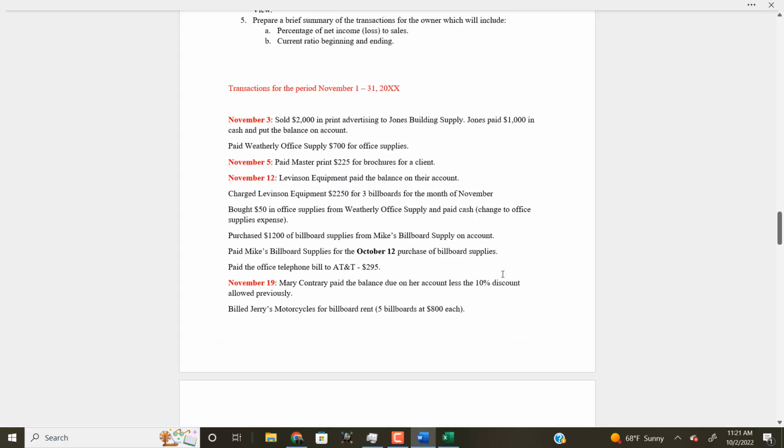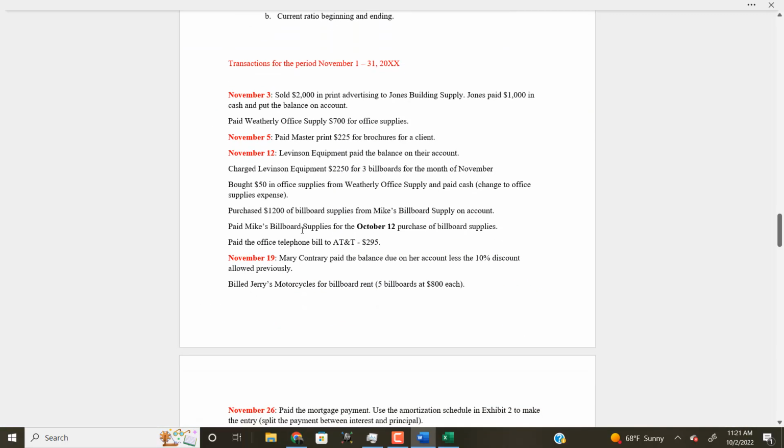Back over to Exhibit 1. Bought $50 in office supplies from Weatherly Office Supplies and paid cash. And I say change, they should say charge, not change, but charge the office supplies expense. And again, this is probably some kind of a one-off. Maybe we bought one of those little placards that you put on your desk to tell who you are, or maybe we bought some more office supplies.